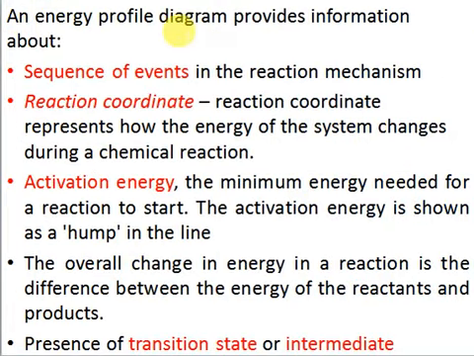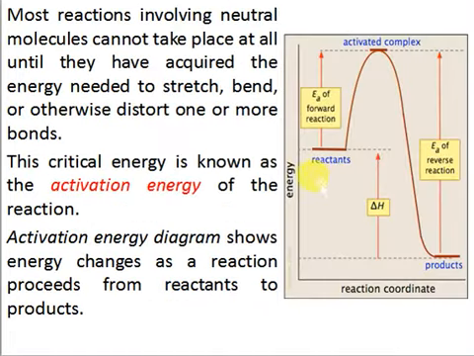So this activation energy diagram, or the energy profile diagram, provides the following information. This will give you the sequence of events. Suppose we go to the previous slide, let's say the reactant. The reactant first forms the transition state and is converted into product. So nothing else is happening. In case you have a reaction in which we get some intermediate as well, the transition state is always indicated by this hump, by this peak.